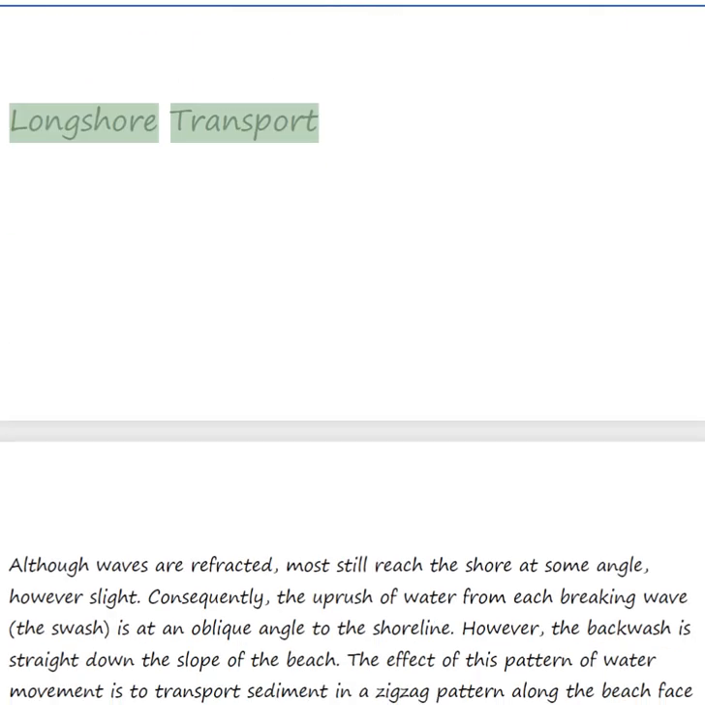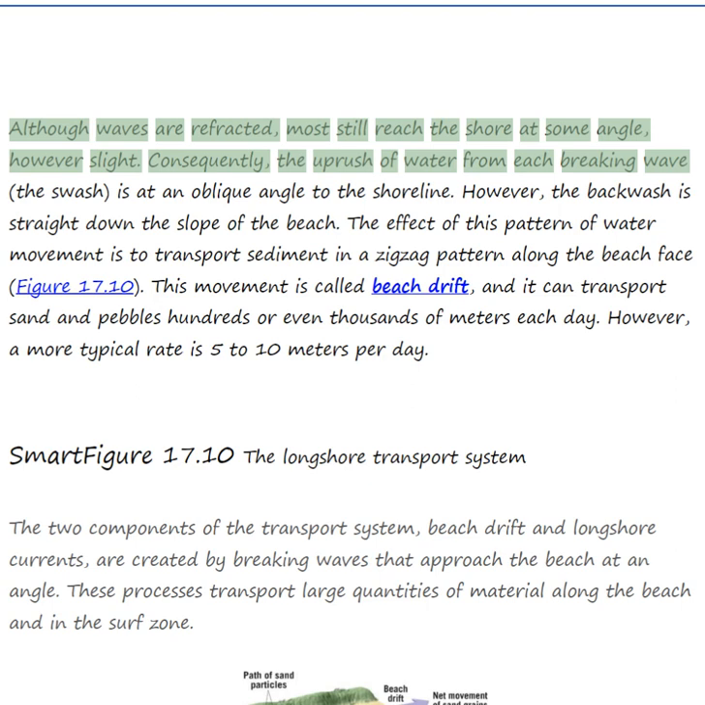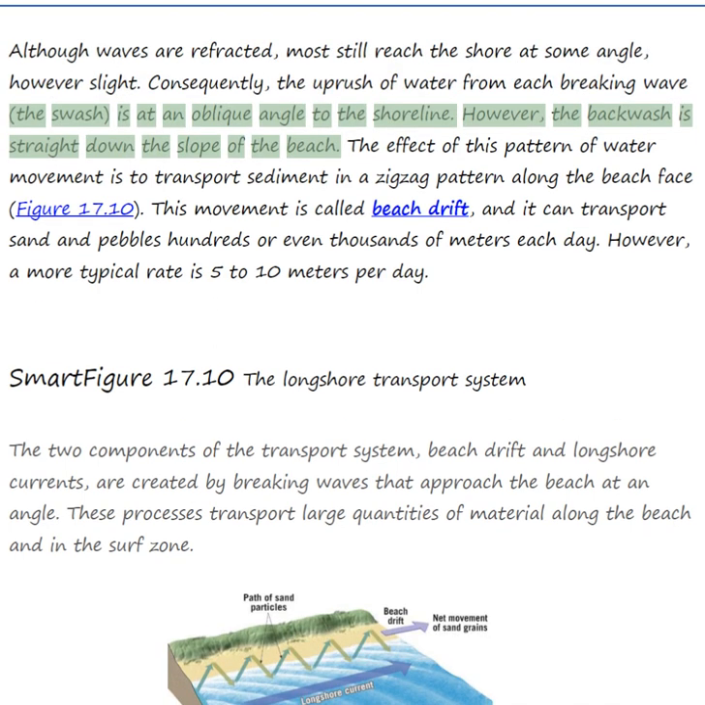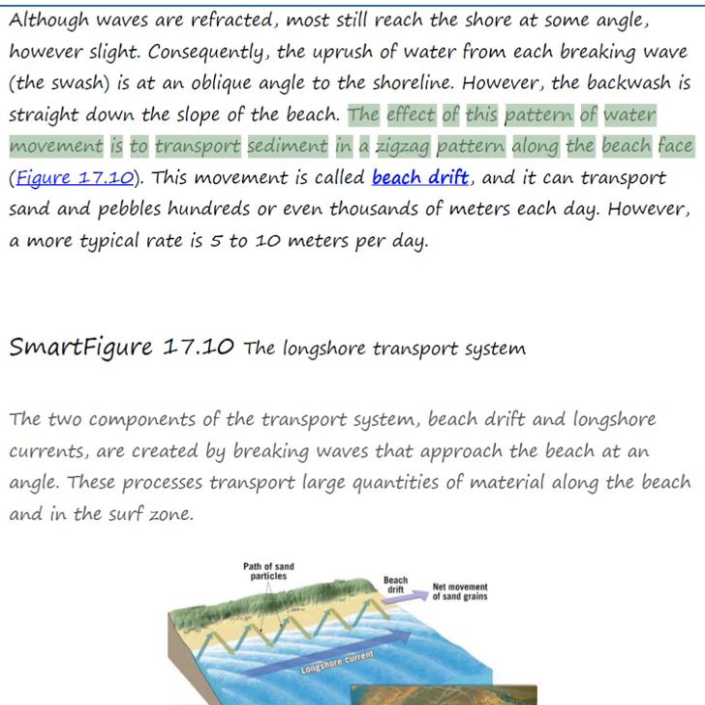Longshore transport. Although waves are refracted, most still reach the shore at some angle, however slight. Consequently, the uprush of water from each breaking wave is at an oblique angle to the shoreline. However, the backwash is straight down the slope of the beach. The effect of this pattern of water movement is to transport sediment in a zigzag pattern along the beach face.